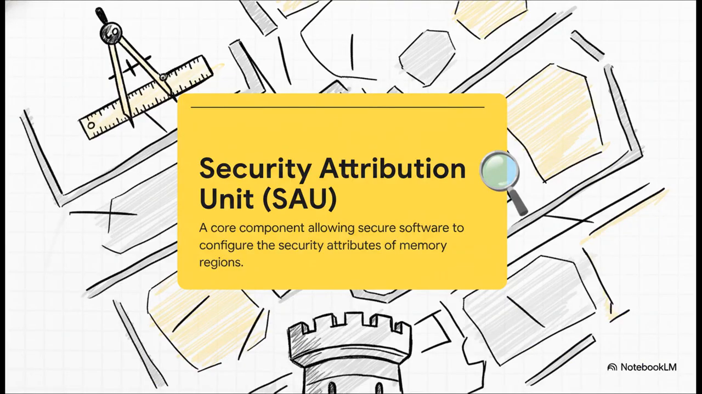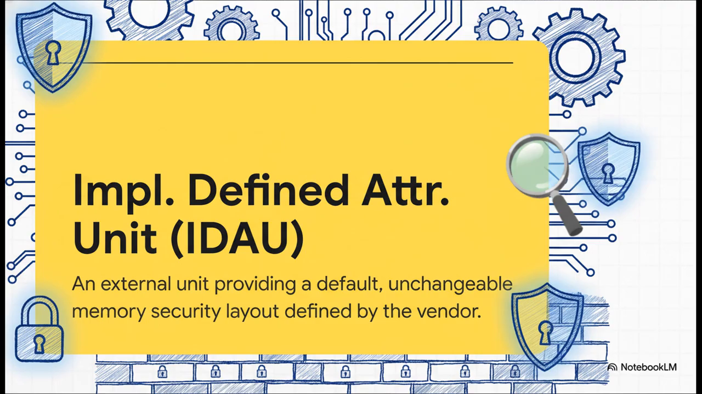So who's actually drawing these lines? Well, you've got two architects, basically. The first one is called the Security Attribution Unit, or SAU for short. This little guy lives inside the processor, and it lets the secure software itself draw and change these boundaries on the fly. It's like having a configurable blueprint for the fortress walls. And the second architect? That's the Implementation Defined Attribution Unit, or IDAU. Now, this one is different. Think of it as the original, unchangeable master blueprint that's literally burned into the chip by the manufacturer. It sets the default security layout, and it creates a baseline that software just can't mess with.